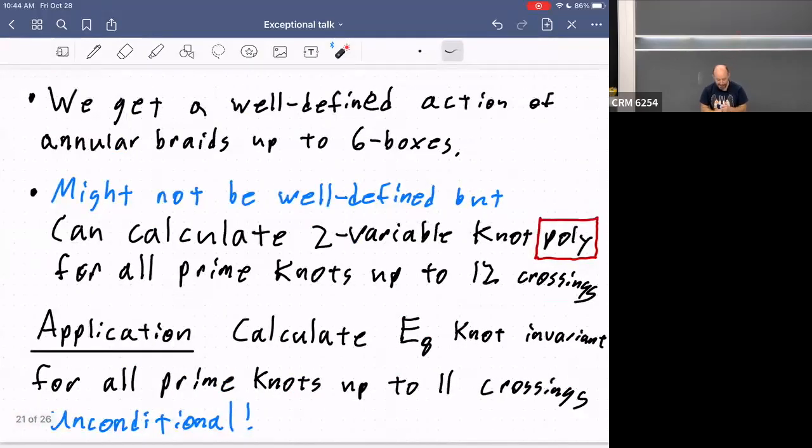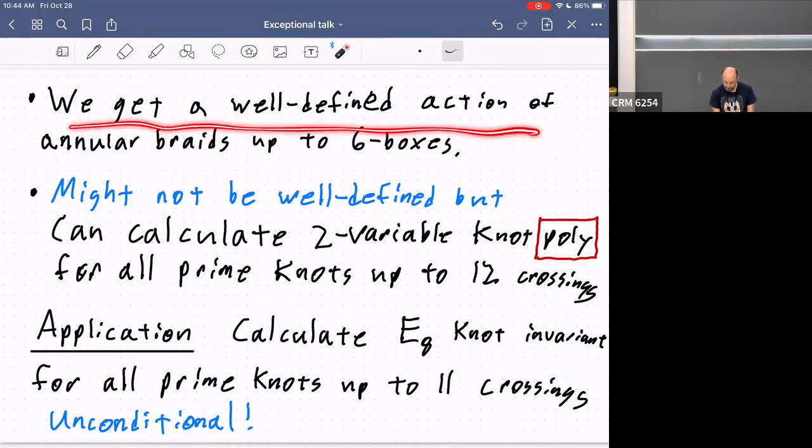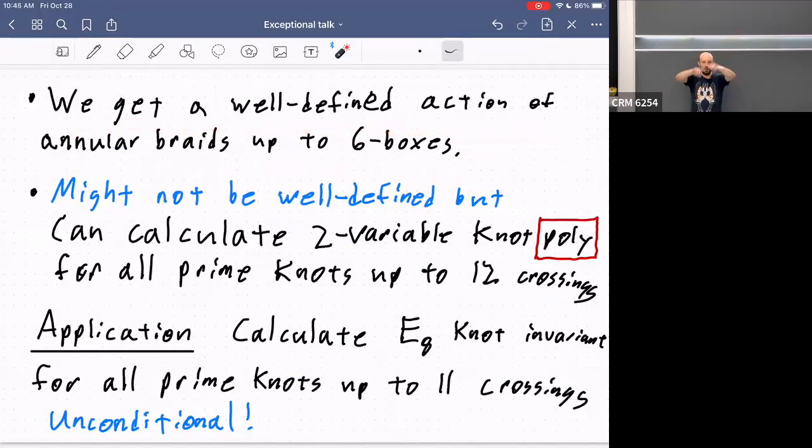So I want to end by talking a little bit about some consequences of this. First, we can partially check this. If you only go up to six boxes, so six boundary point diagrams, you get a well-defined action of everything. So I get a well-defined large dimensional representation of the annular braid group on six strands, that's no problem. And not only that, I have a well-defined action of H's on that.